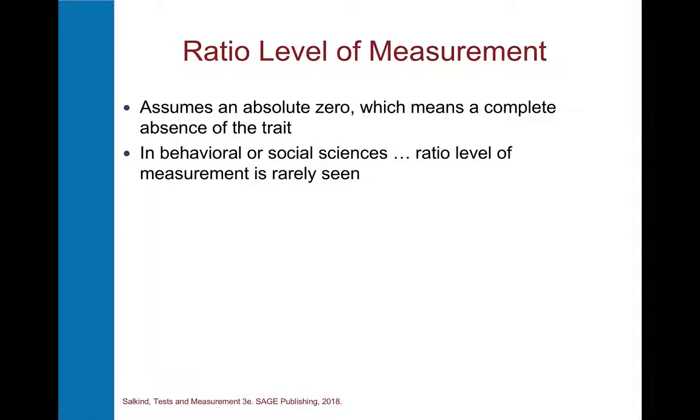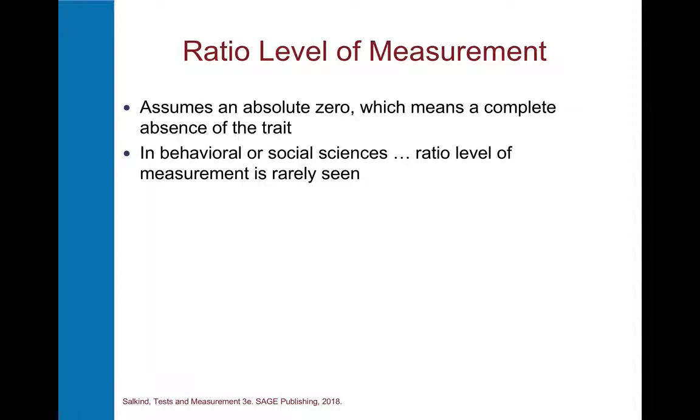So constructs that people may be interested in that have an absolute zero could be amount of rainwater, your weight, your height. All those would fall under the ratio level of measurement. Now we need to make an important distinction here between a zero number that you can obtain on the measurement scale and an absolute zero corresponding to the absolute absence of the trait or characteristic that you want to measure.